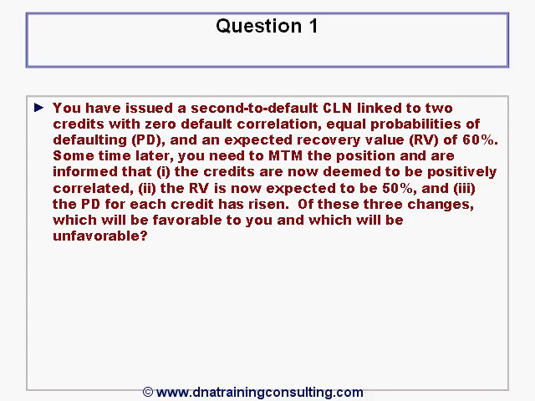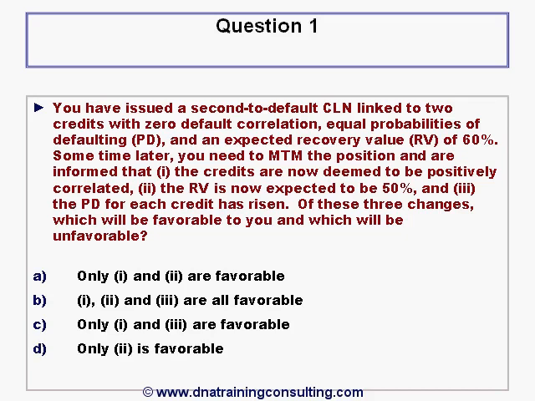Sometime later, you need to mark-to-market the position, and you are informed that, first, the credits are now deemed to be positively correlated. Second, that the RV is now expected to be 50%. And third, that the PD for each credit has risen. Of these 3 changes, which will be favorable to you and which will be unfavorable? Here are the 4 possible answers.